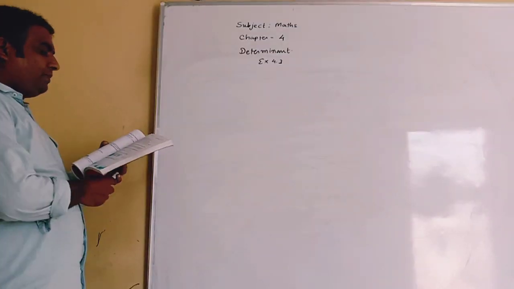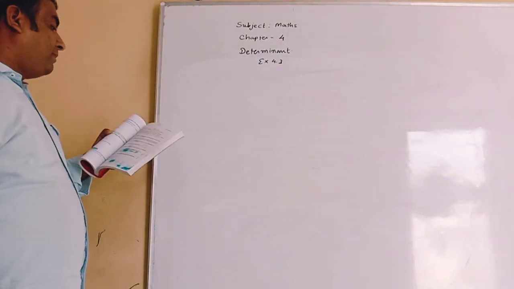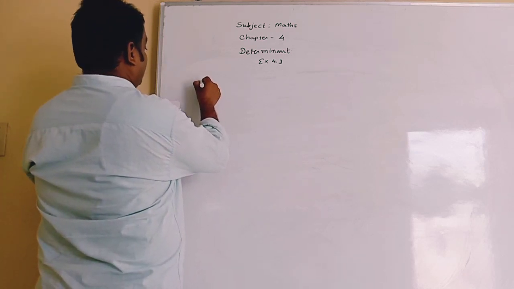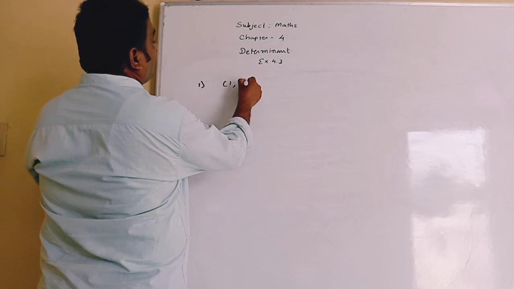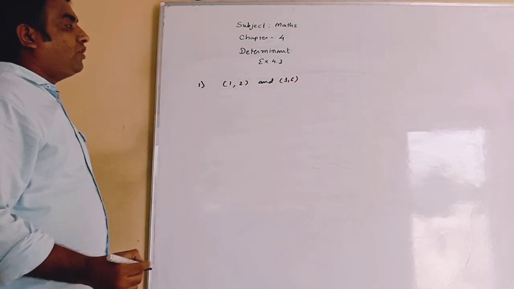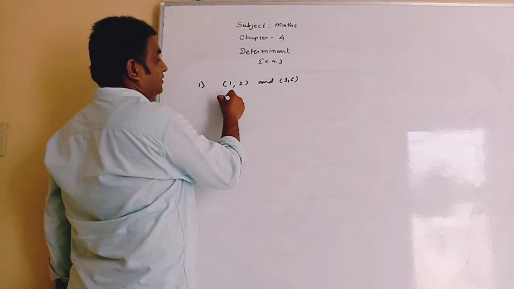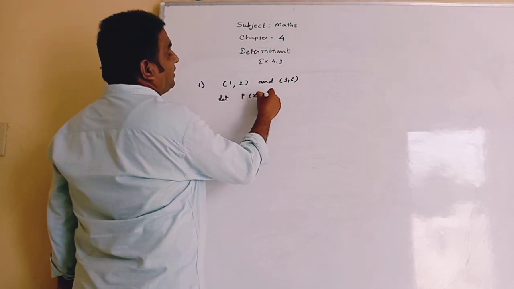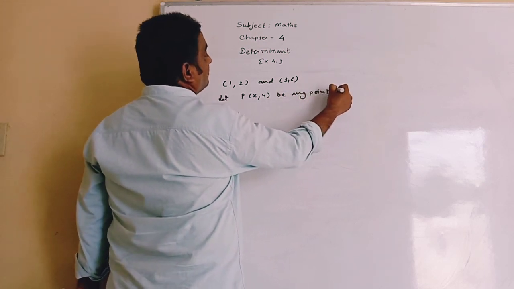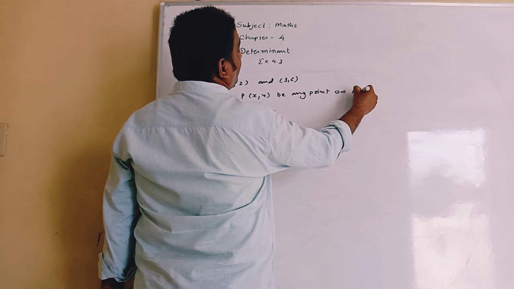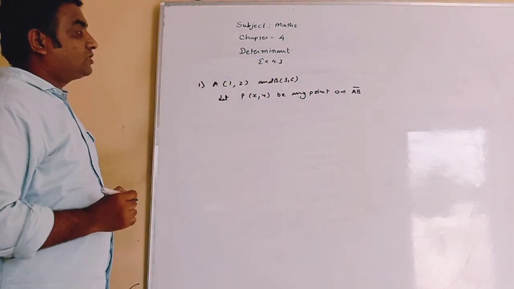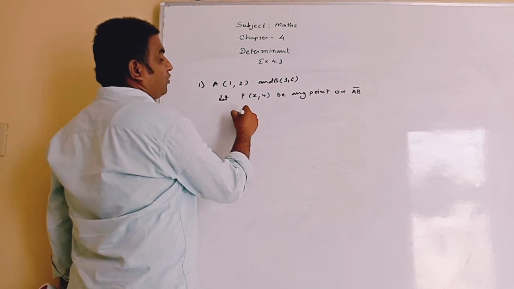Now we have question 4. Find the equation of the line segment joining (1, 2) and (3, 6). Now the third point we don't know, so let P(x, y) be any point on AB. Well, A is (1, 2) and B is (3, 6). So A, P, B are collinear.